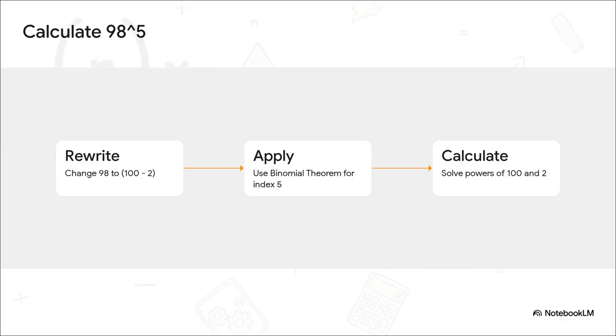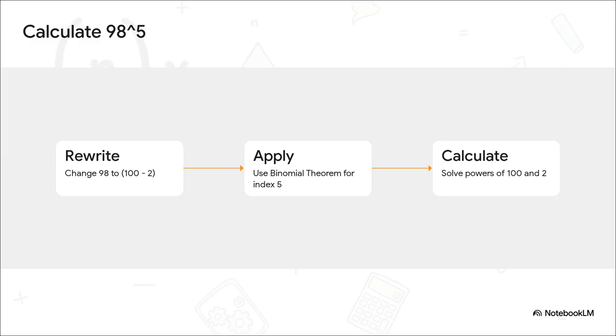Finally, Section 5, Solving Impossible Calculations. All right, let's put this cheat code to the test on that monster problem I gave you at the very beginning of this explainer. Remember 98 to the 5th power? The trick here is to rewrite 98 as something way friendlier, 100 minus 2. Now, we apply our binomial theorem for an index of 5. Instead of doing nasty multi-digit arithmetic, our terms now consist entirely of powers of 100, which, let's be honest, is just adding zeros, and powers of 2, which are tiny and super easy.